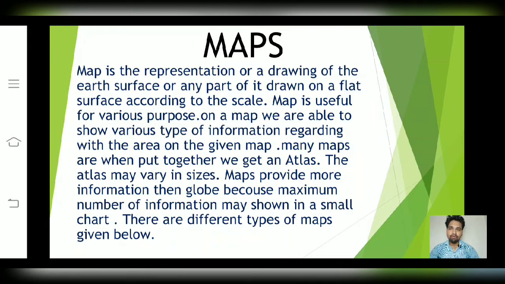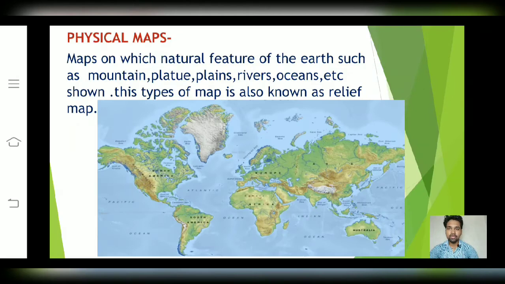Friends, there are various types of maps which are given below. Friends, the first one is the physical map. Friends, physical maps are those maps in which natural features of the earth such as mountains, rivers, plateaus, plains, oceans, etc. are shown. These types of maps are also known as relief maps because different kinds of physical structures are shown here.